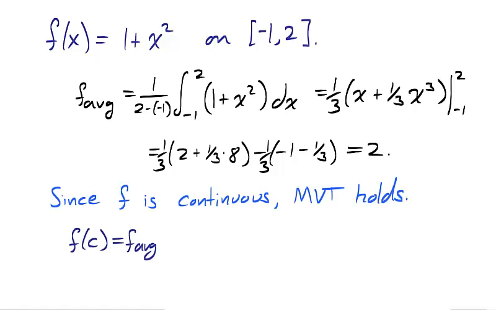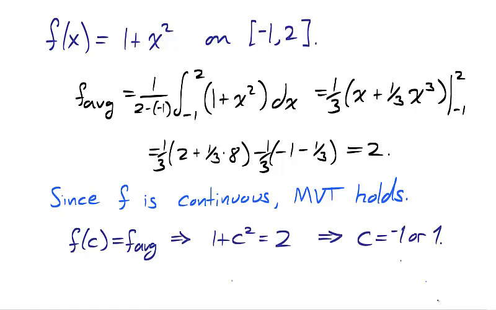Now, as f is continuous, the mean value theorem for integrals guarantees a value c in the interval for which f of c is equal to the average value. Setting f of c equal to 2, we solve for c to obtain c is equal to -1 or 1, both of which lie in the interval.